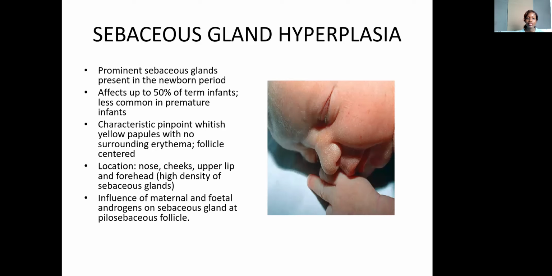The other condition that may present as acne in this age group is a condition known as sebaceous gland hyperplasia. And this tends to affect about 50% of term infants, and it is less common in those who are premature. The characteristic findings are pinpoint, whitish yellow papules with no erythema, and they tend to be follicle-centered. Again, there'll be no comedones that you'll see. The location in this condition is areas where you have a high density of sebaceous glands, and this will be the nose, the cheeks, the upper lip, and the forehead area. This condition is thought to be attributed to maternal and fetal androgens, which act on the sebaceous gland. Again, this condition is self-limiting and does not require treatment.